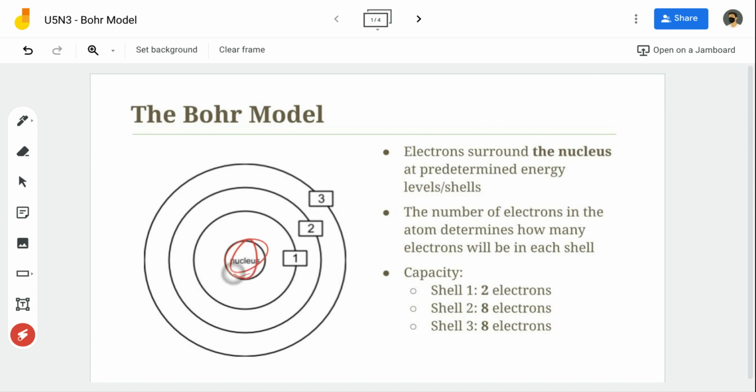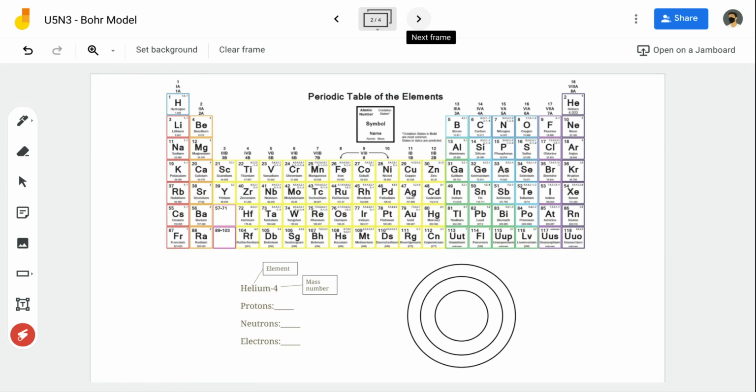And so if this is the nucleus right here in the middle, we have a first shell, a second shell, and a third shell that the electrons can reside in. And the number of electrons in each shell is determined by how many can be held in that shell. So the first shell closest to the nucleus can hold up to 2 electrons, and then the next shell can hold up to 8, and the third shell can also hold up to 8. And what happens is each of these shells is filled, and then once that is filled, then the next shell starts to become filled with electrons. So we're going to show that with 3 examples real quick.